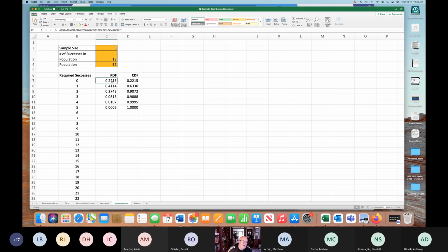We have the hypergeometric distribution. I have the same iffy thing here. That's a little bit more complicated because it's a min between this and this number. So in this case, it's going to be 5. It stops at 5 because that's how many cards I'm picking. So my sample size is how many I'm taking. The number of successes in the population is 13. The population size is 52. So it's the probability that I get 0, 1, 2, 3, 4, or 5 hearts. Now I have PDF and CDF again, and it does that.